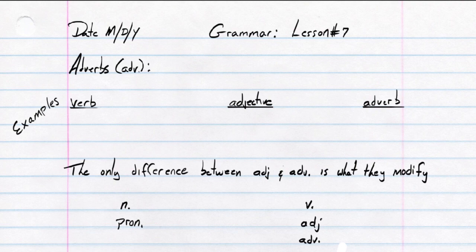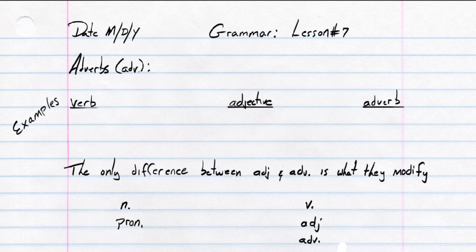The top of the page, put the date, the month, the day, and the year. On that same line, put the word grammar and lesson number 7. I'm going to skip a line underneath that. We'll put the topic for today, adverbs. And in parentheses there, put ADV period, which will be our abbreviation from here on out for adverbs, followed by a colon. We'll add in a definition here in just a minute.